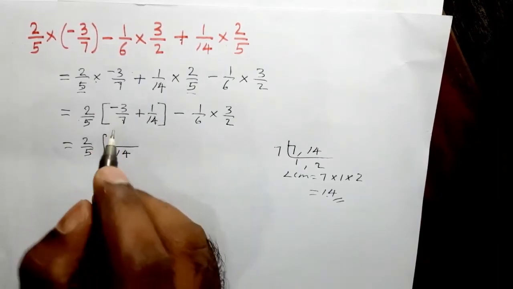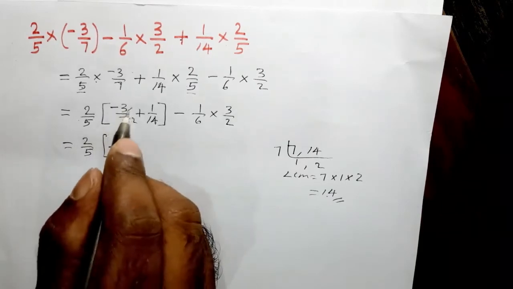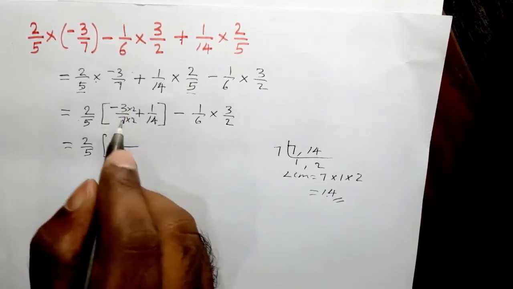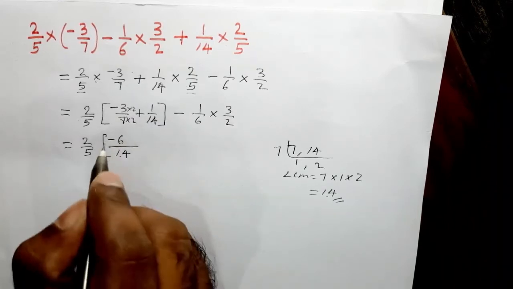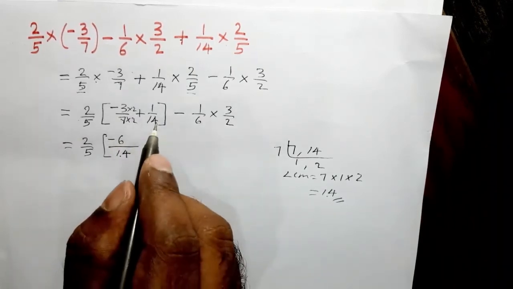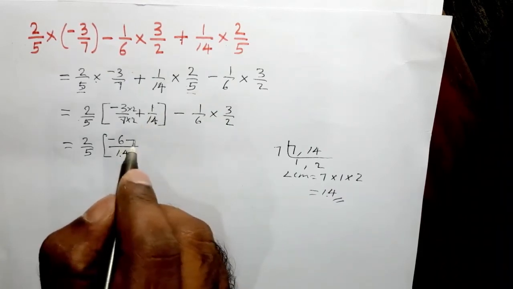And 7 changes to 14 by multiplying by 2, so above also we multiply by 2. 2 sevens are 14. 2 into minus 3, 2 threes are 6, so minus 6. Here it is already 14, so no need to multiply any number. Just write this numerator 1.